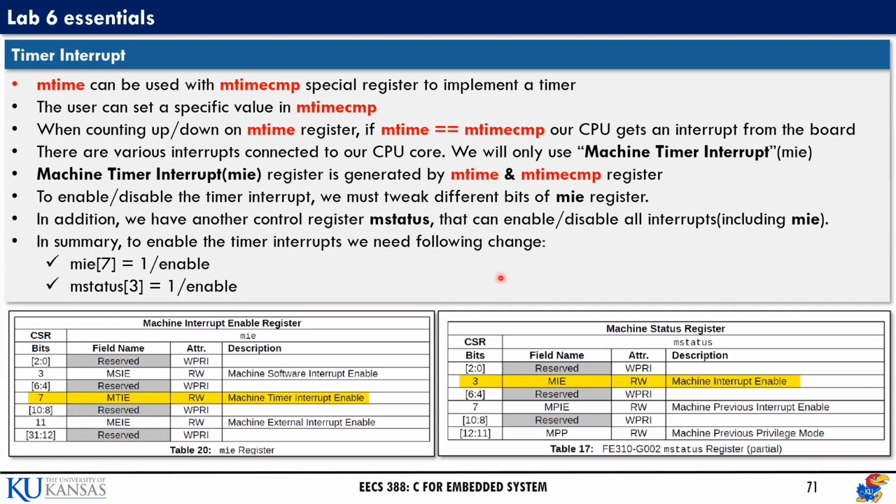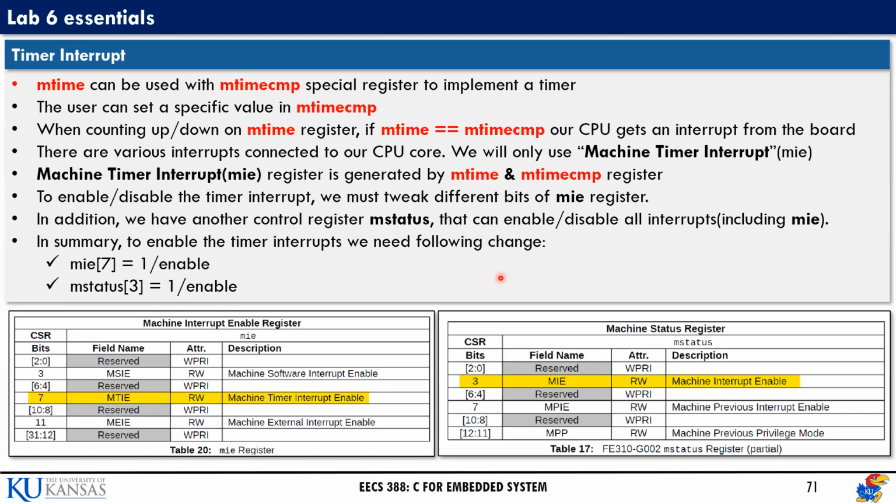Now, when we are counting up in the M time register, if the M time is equal to the M time compare, for example, we collect the current M time value, let's say 1000, and we set the value of M time compare, let's say 2000. And now if the M time is continuously counting up, at a certain time we will reach the value of 2000, and when the M time is equal to M time compare, the CPU gets an interrupt from the board, right?